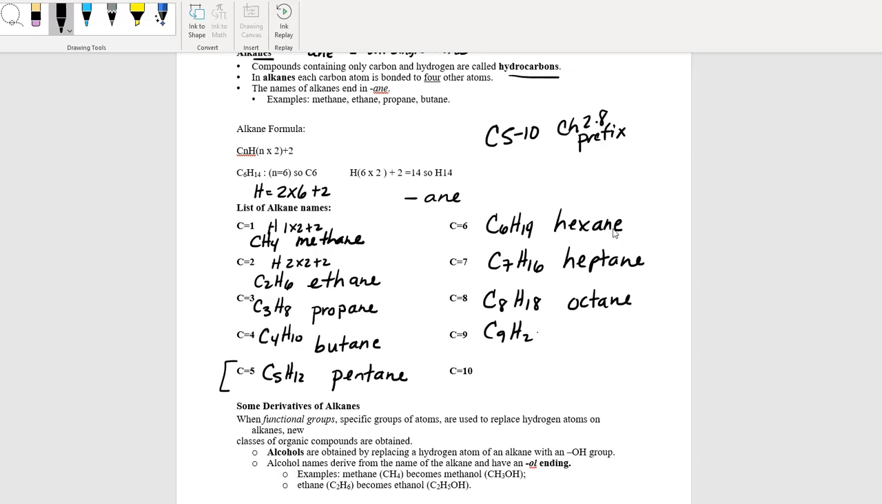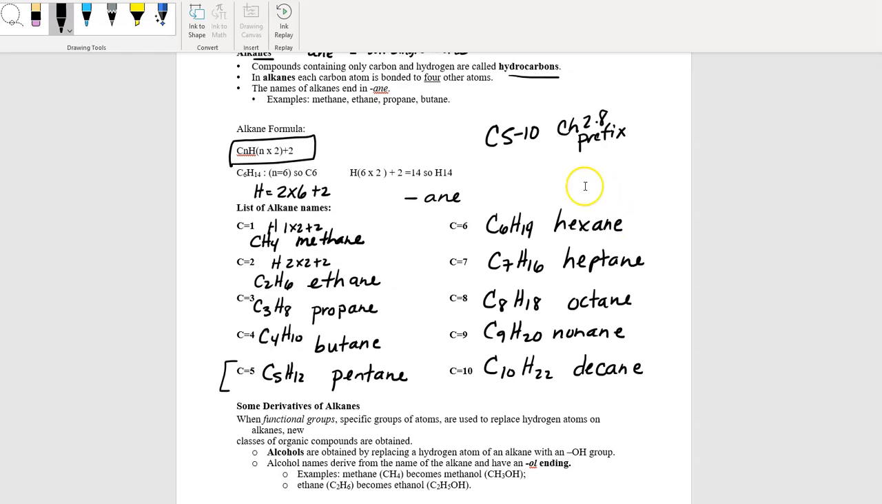C9H20 is nonane. Okay, so N-O-N-A-N-E. And then just like 10 years is a decade, then you got decane. Do you see what happens to the hydrogens? Look at all the hydrogens from the beginning to the end as I'm finishing here. When you add a carbon, the hydrogen just changes by 2. Add another carbon, changes by 2, and so forth. So that's why it has this formula. Whatever carbon times 2, add 2.